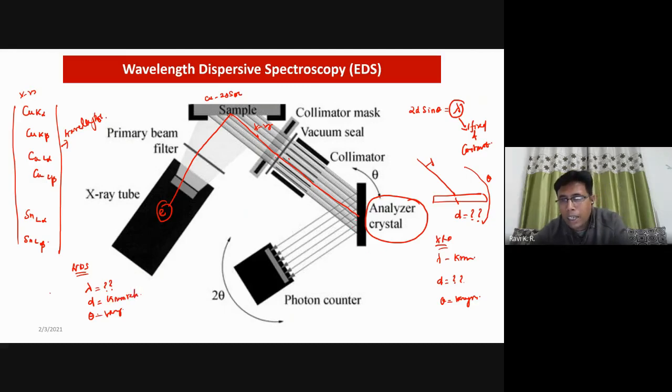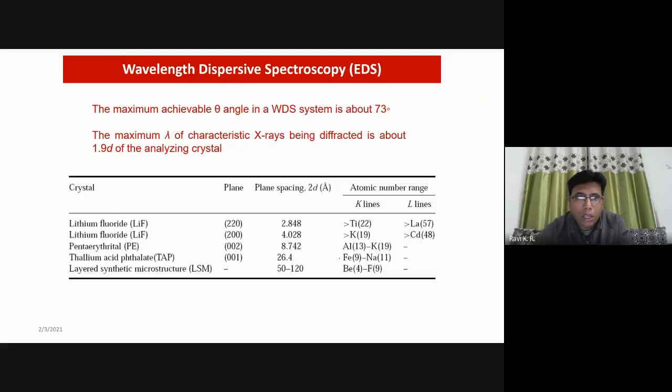So that is the reason. Let's say that I know this particular analyzer crystal's d spacing. Let me take lithium fluoride, one of the standard analyzer crystals that we use. Lithium fluoride, I'm having a D220. That means for this material, I have grown it in a 220 direction, the 220 plane. For that, I know exactly what my d spacing value is.